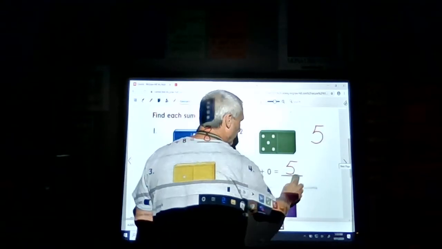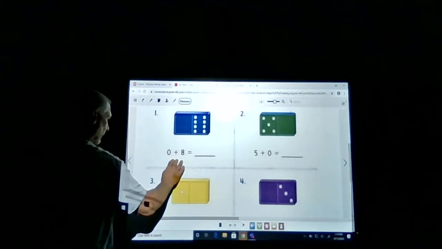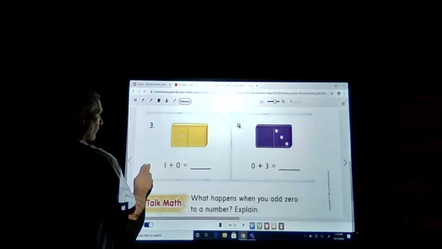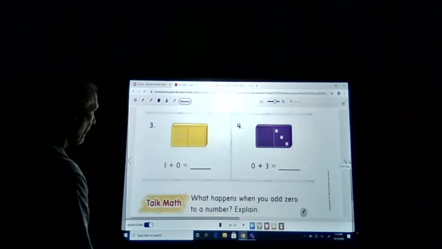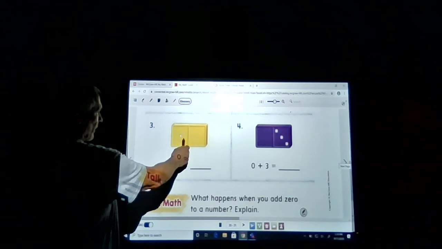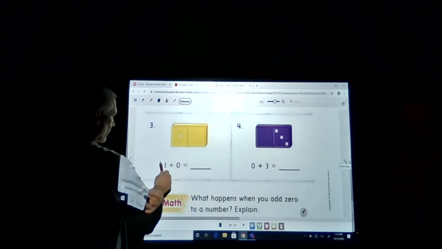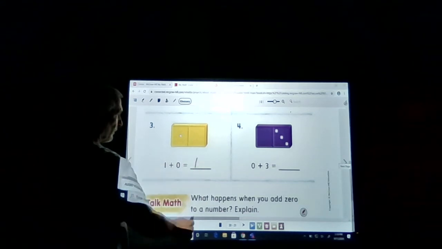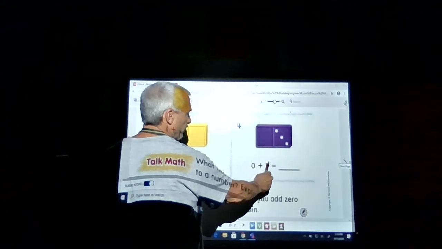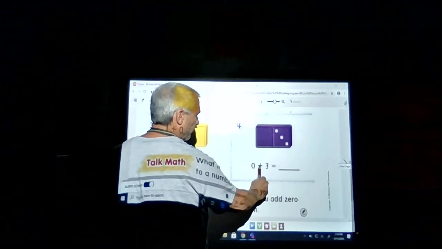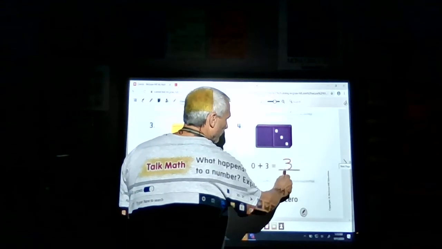Okay, we're going to try numbers 3 and 4. You can try to get them before Mr. B. You can push pause. 1 dot on this domino plus 0. 1 plus 0 is 1. 0 plus 3 dots on this side. 0 plus 3 equals, you got it, 3.